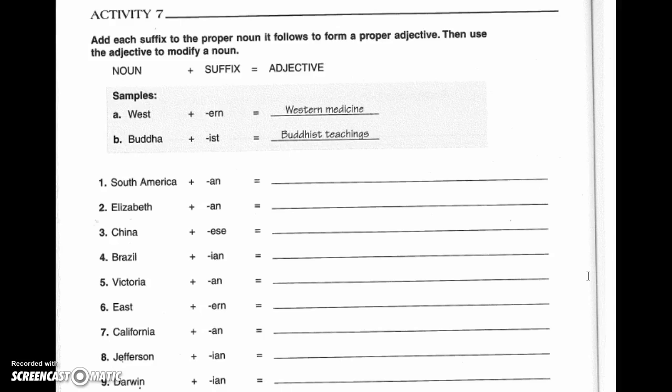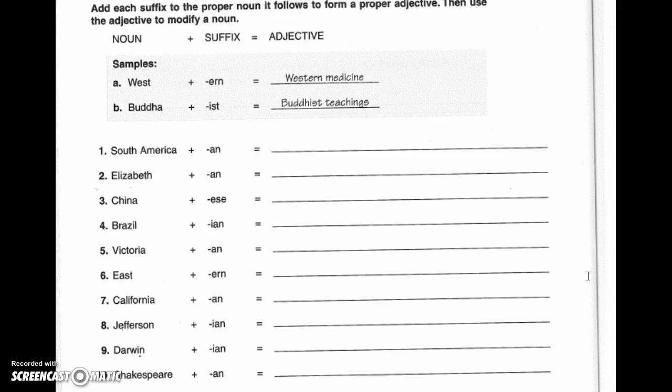Okay. Activity 7, oops, can we fit it all in? Yeah, almost. Activity 7 asks you to take this idea of the proper noun forming a proper adjective and then writing them in. For activity 7, please only do the even numbers only, okay? 2, 4, 6, 8, and 10.